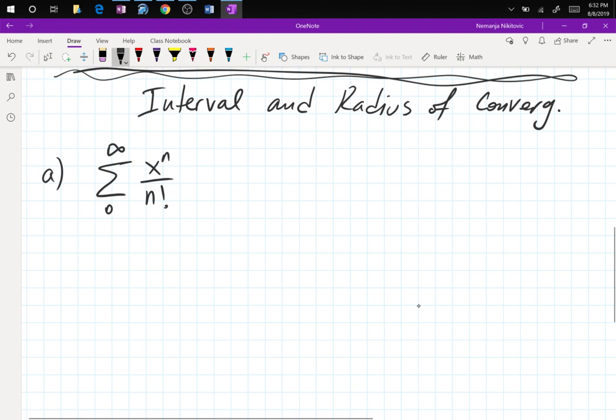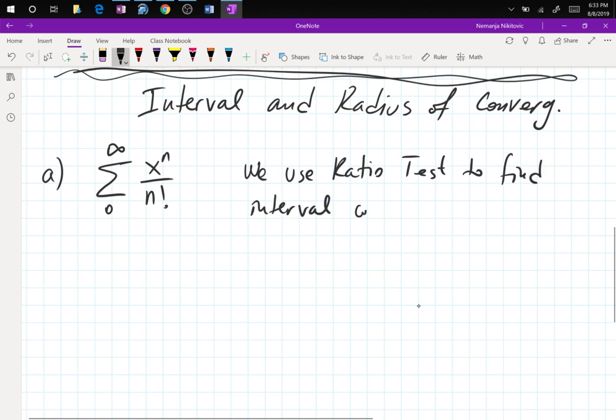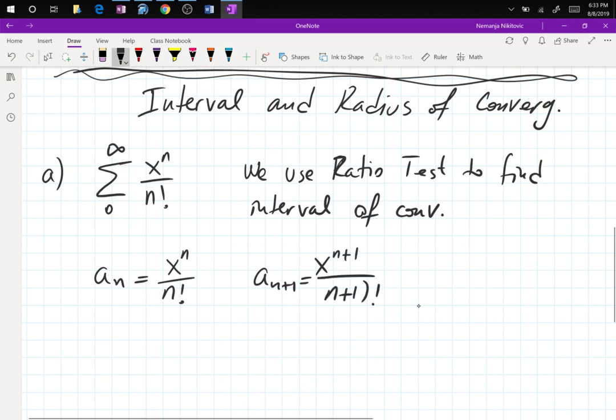What I do here is I'm going to do the ratio test. We always use the ratio test, unless you can do the root test, it's easier. So we use the ratio test to find the interval of convergence. Well, I know that my a_n is x to the n over n factorial, and I know that I need a_(n+1), which is x to the n plus 1 over (n plus 1) factorial.